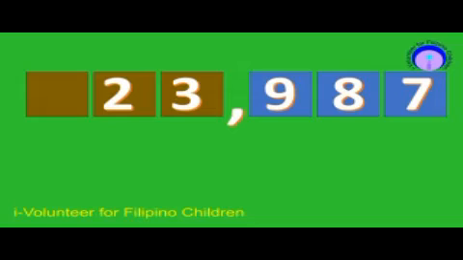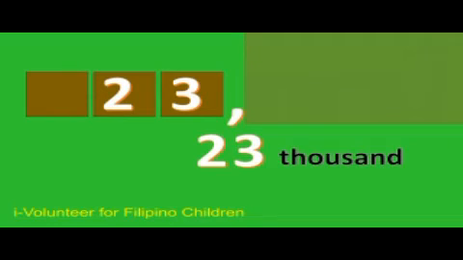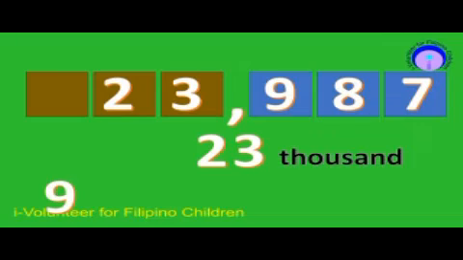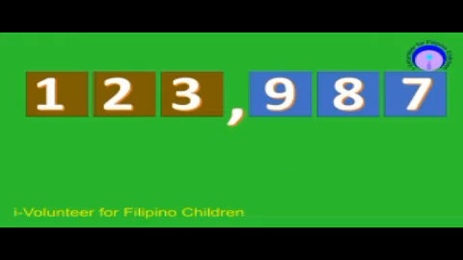Do you still remember the trick? When it comes to more than 3 digits, we will cover the first 3 digits plus the comma. Therefore, we will read this as 23,987. How about the 6-digit number?